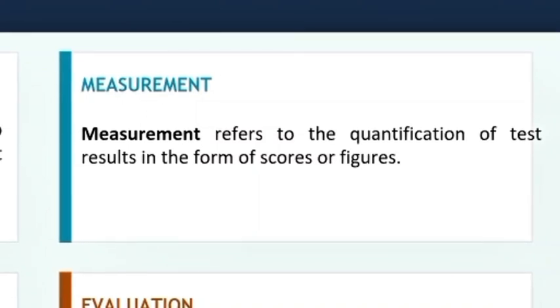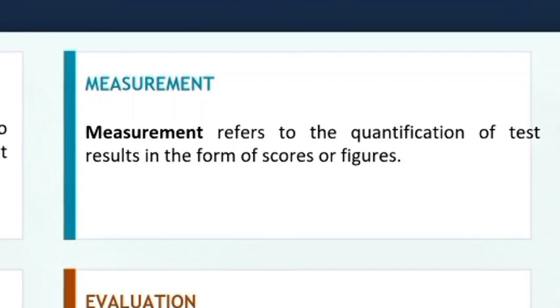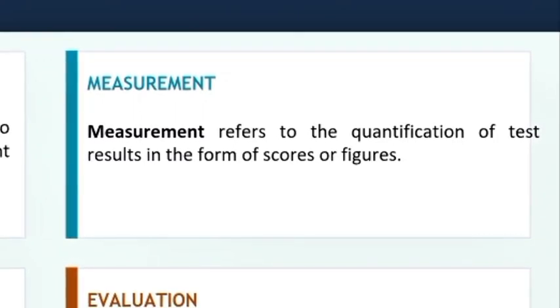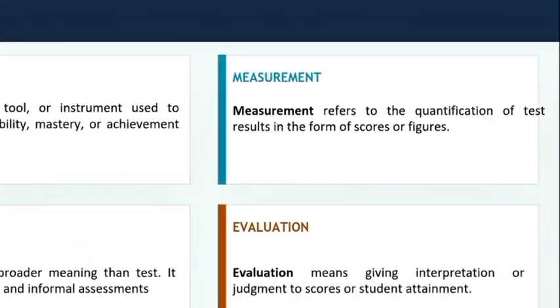Next, measurement refers to the quantification of test results in the form of scores or figures. For example, student A gets 47 and student B gets 75. These numbers are called raw scores and carry no meaning until interpreted.